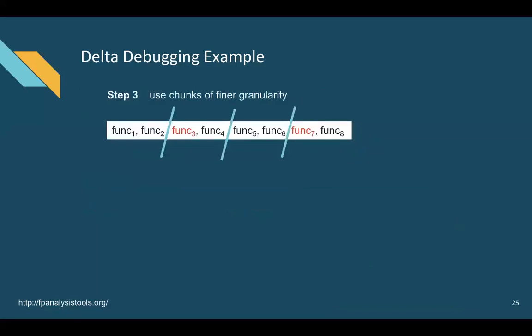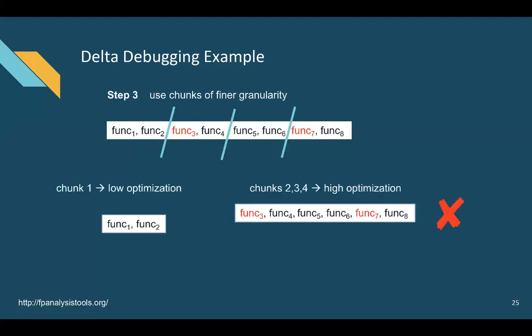So now the algorithm uses finer chunks or smaller chunks. Instead of 2, now we have 4, as you can see here. And then it compiles chunk 1 with low optimization and the other one with high optimization.